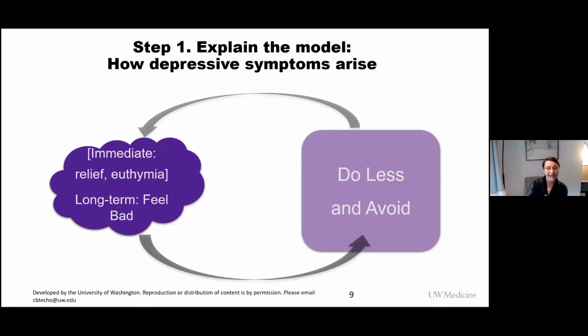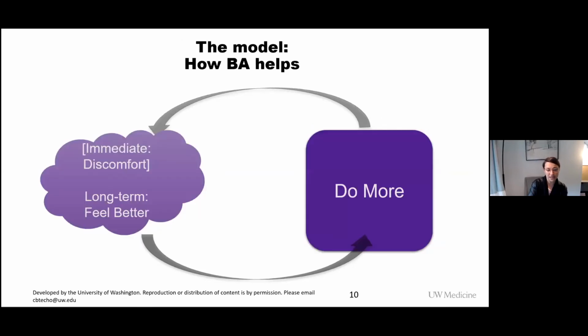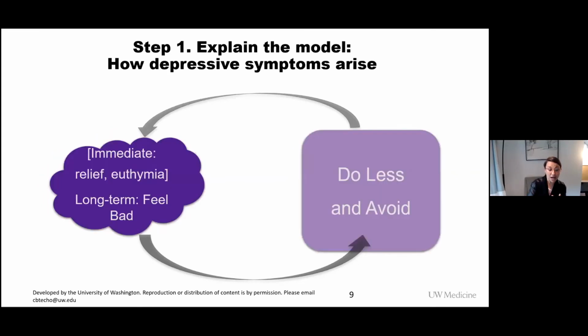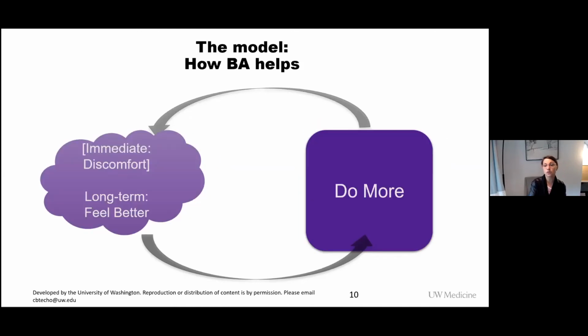And so the idea here is that we want to turn this on its head by having the client do more. And we want to let them know, we recognize that at first it's going to produce some discomfort, right? We're going to ask them to step outside of their comfort zone, but we're doing that in the service of this long-term goal that they're going to feel better. And so when we're stuck in this do less and avoid, we know that this sets the person up for depression, or for depression spiraling into severe depression, or paranoia spiraling into severe paranoia. So we're really trying to pull them out.